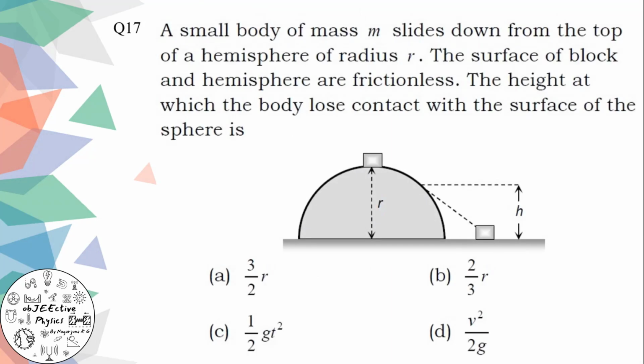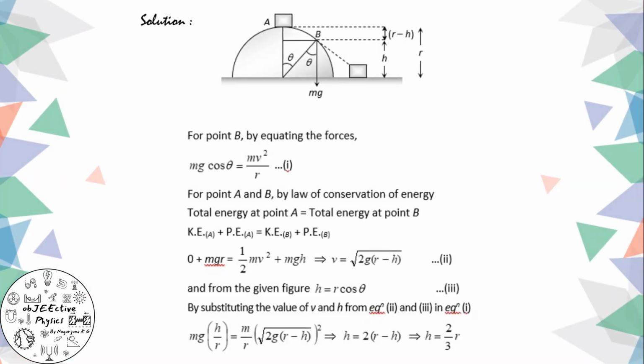Question number 17. A small body of mass m slides down from the top of a hemisphere of radius r. The surfaces of the block and hemisphere are frictionless. The height at which the body loses contact with the surface of the sphere is: See the solution. Let us assume that the body is initially at A.